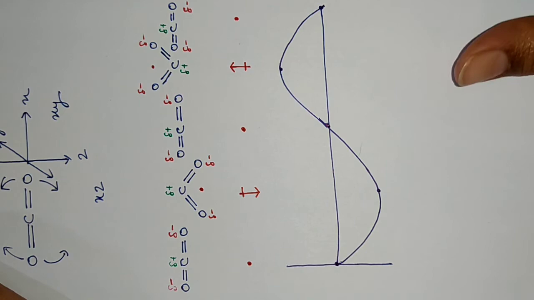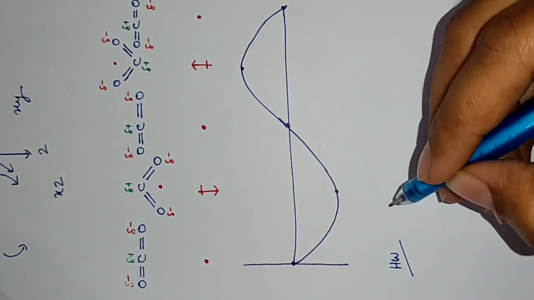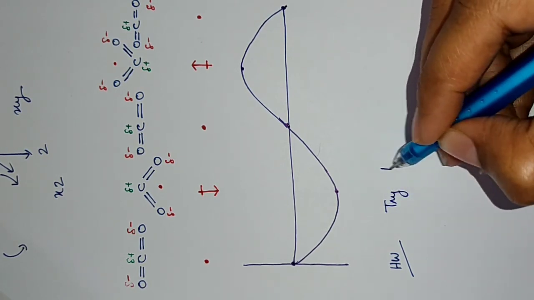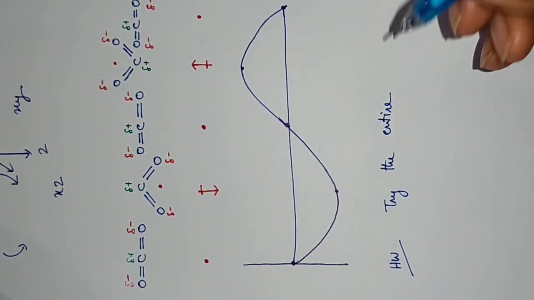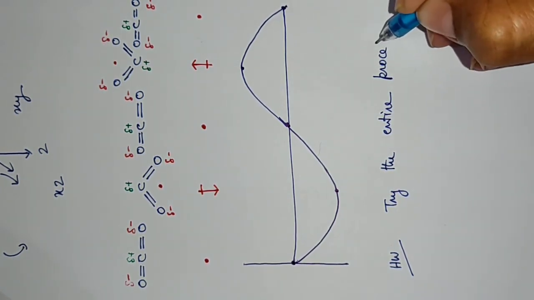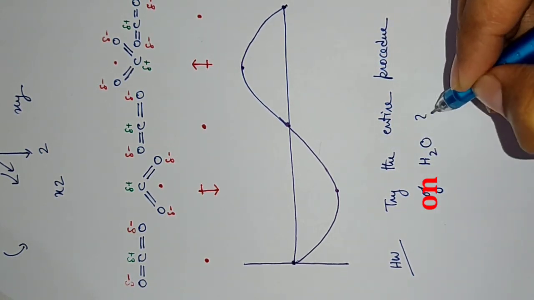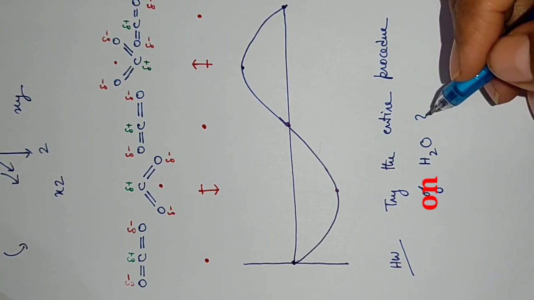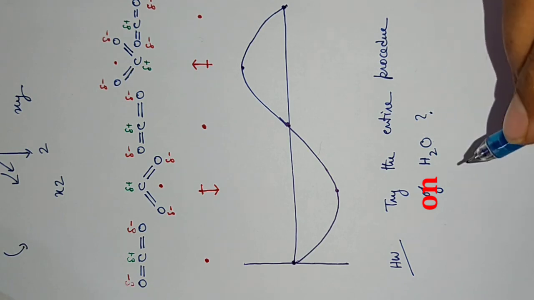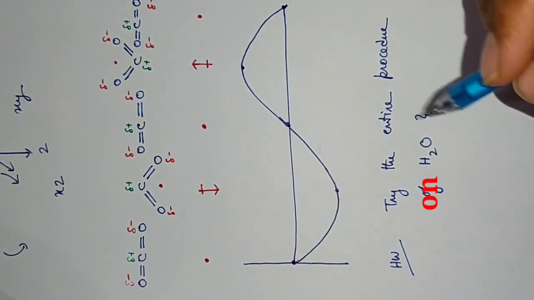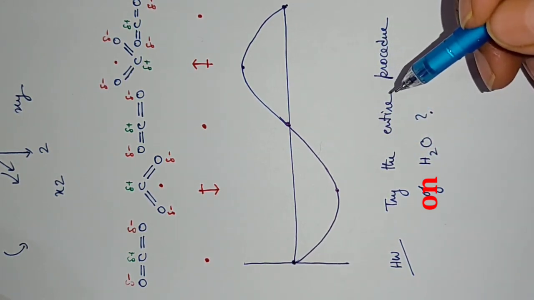Now, as usual, I will give you a homework for this lecture also. The homework is to try the entire procedure that I have applied on carbon dioxide on H2O. So you have to start from the number of modes, and then you have to come to vibrational modes, and you have to mention with these diagrams which modes are infrared active, which are not. This is your home task.